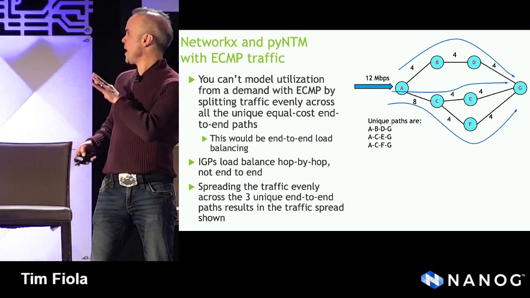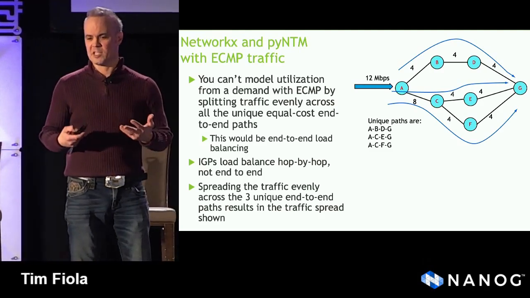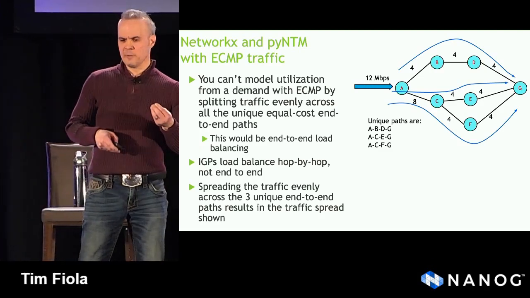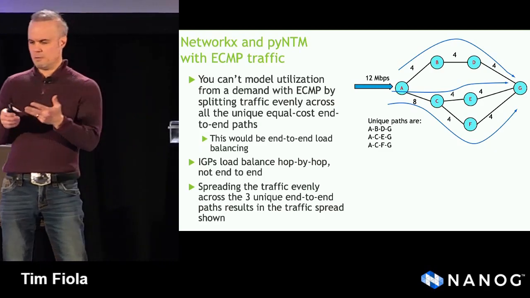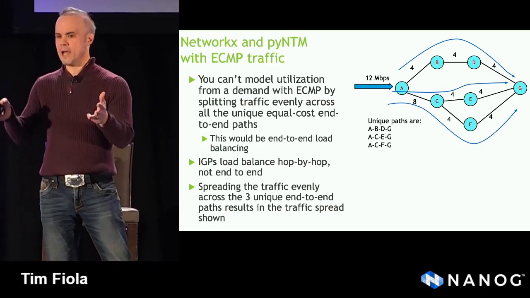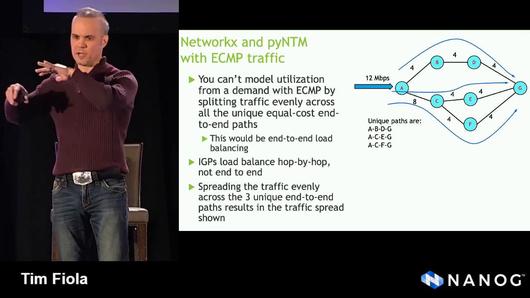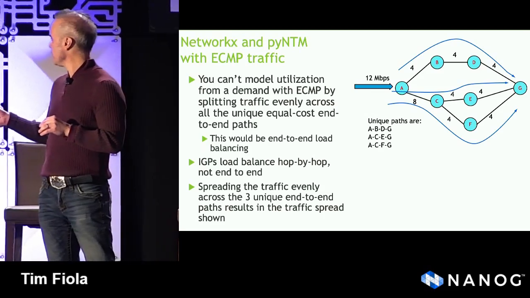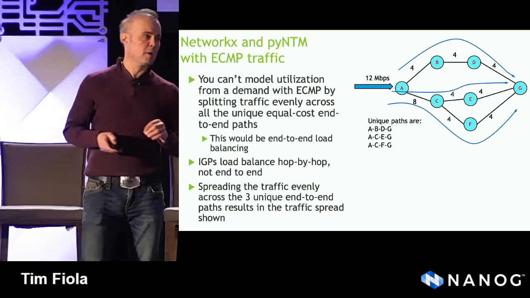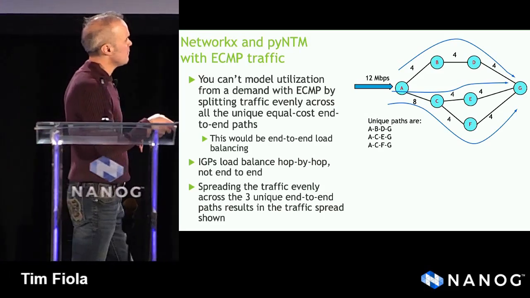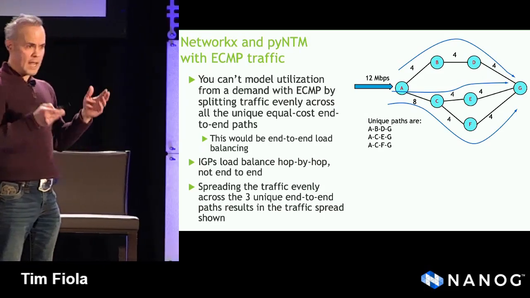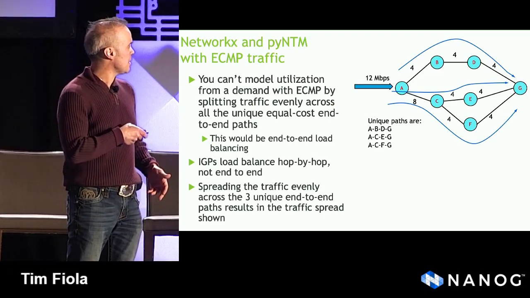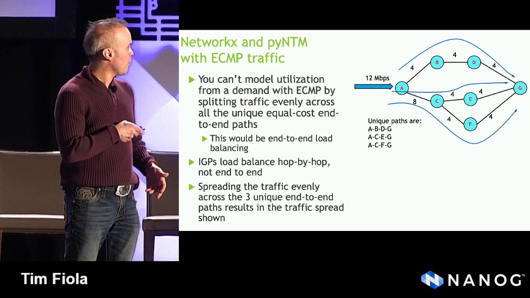So where I'm going with that is traffic spreads. You can't model utilization from a certain demand just by taking the unique paths and splitting the demand by the unique paths and modeling that traffic across the interfaces. It doesn't work all the time. For instance, in this example here, two of the paths through the network have a common interface from A to C. In an end-to-end load balance scenario, you're going to get 8 megabits per second of traffic on that link right there, and 4 going up top.